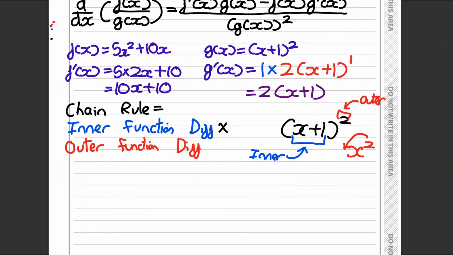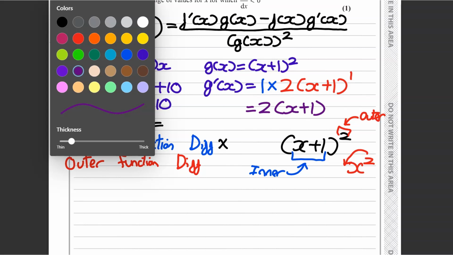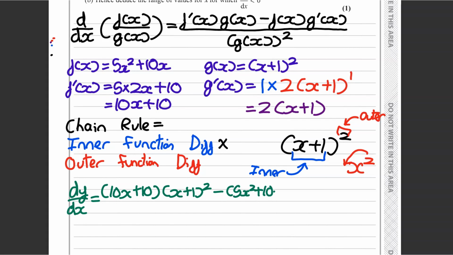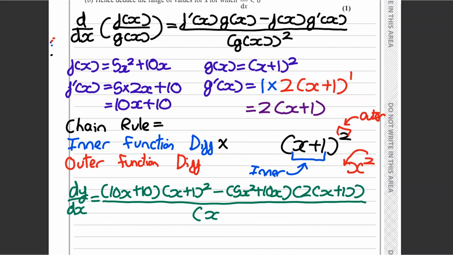So therefore if we use the quotient rule here, dy over dx is equal to f dash of x, which is equal to 10x plus 10 multiplied by g of x, which is equal to x plus 1 squared, minus f of x, which is equal to 5x squared plus 10x, and this is multiplied by g dash of x, which is equal to 2 times x plus 1 like this here, and all of this is over g of x squared, which is x plus 1 to the power of 2 squared, which is going to be x plus 1 to the power of 4, like this here, okay?